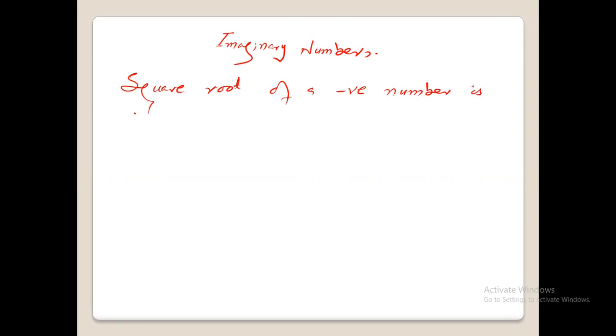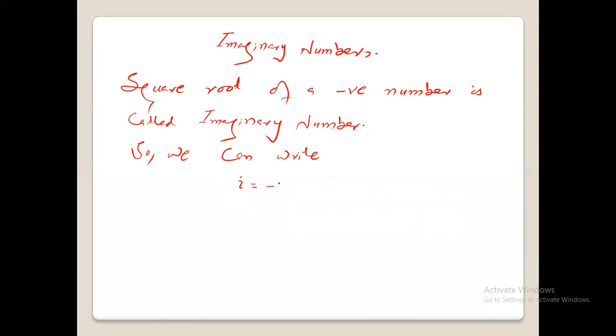The first topic is imaginary numbers. So boys, what are imaginary numbers? The square root of a negative number is called an imaginary number. So we can write iota equals the square root of minus 1. Squaring both sides, the square is cancelled by the square root. Iota square equals minus 1. Always keep it in your mind that iota square is equal to minus 1.